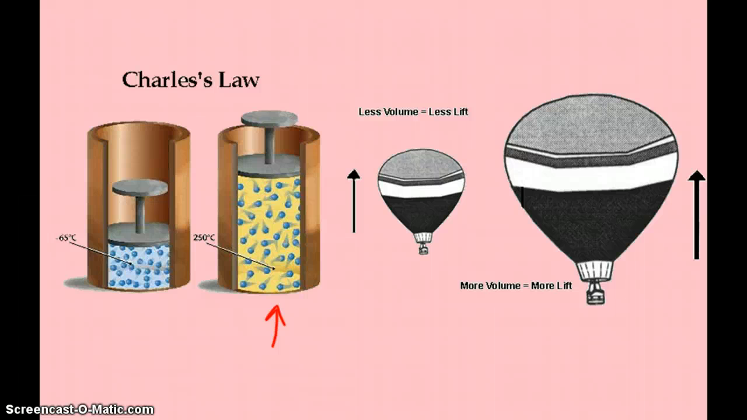If you need the balloon to come back down to Earth, then you cool the air inside the balloon. The air contracts, the volume of the balloon contracts, and now it becomes more dense, and you return back to Earth. So there's a little application of Charles's law.